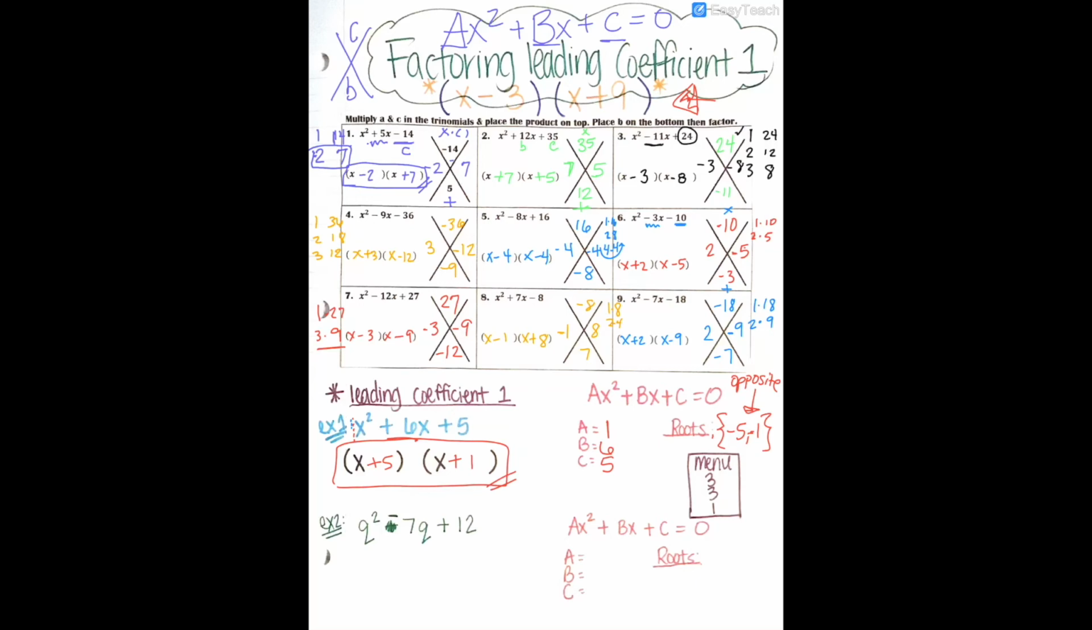Now on example 2, we still have the leading coefficient of 1. So our A, again, is going to be 1. Now here, I did a little boo-boo, but this is a negative 7. So make sure you take into consideration that symbol in the front. So our B is negative 7, and our C is going to be 12. We're going to do the same thing: plug it into the calculator and do menu 3, 3, 1. So let's take a look at that.